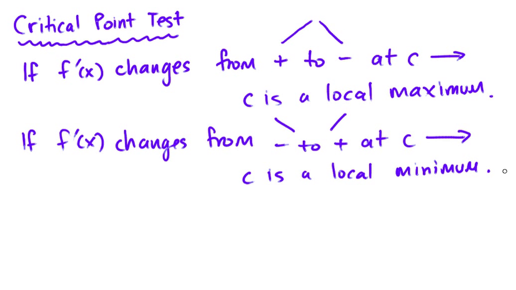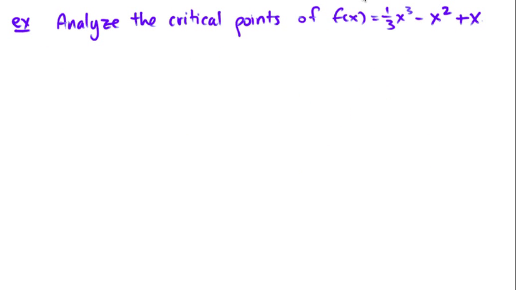Example of the critical point test and using it to analyze a function. So in this example, we want to analyze the critical points of the function given, 1/3 x cubed minus x squared plus x, and to analyze it we need to take a look at the first derivative. Bring the 3 down, times 1/3 is 1: x squared minus 2x plus 1. And what we want to know is when is this equal to 0? Because on each side of that it's going to be either increasing or decreasing.